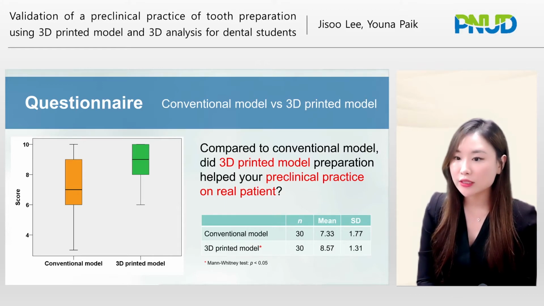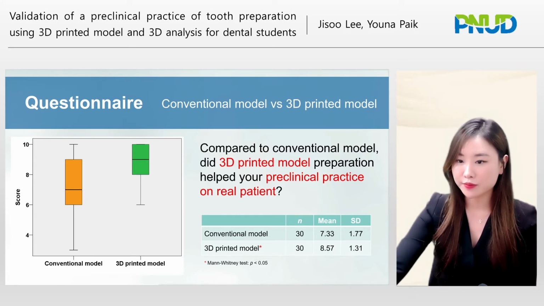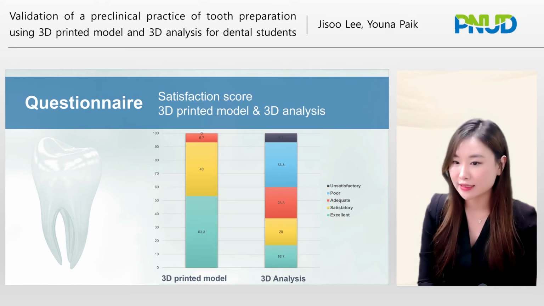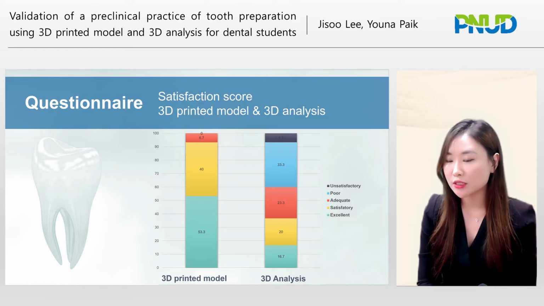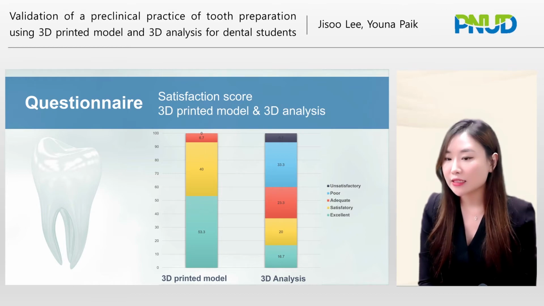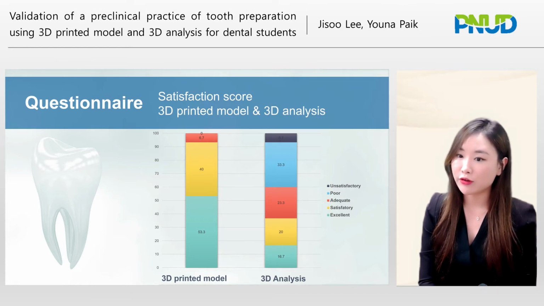This is a questionnaire survey result. Students answered that the 3D model helped their preclinical practice on real patients compared to the conventional model. This is the satisfaction score of the 3D model and 3D analysis. Most of the students answered that they were satisfied with using the 3D model. However, in a survey asking whether the 3D analysis was easily understood, the answers varied.